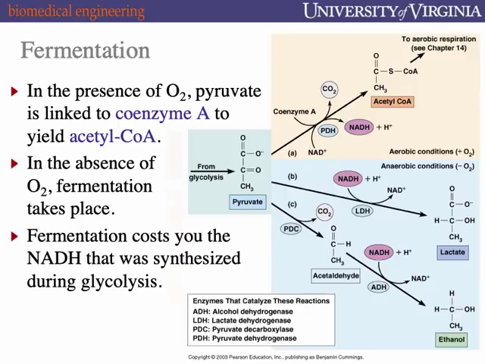And that output of pyruvate now is where you have a couple different decision points for the cell to go metabolically. These can differ by organism, and they, as I already mentioned, differ based upon the environment of the cell, whether or not there's oxygen.